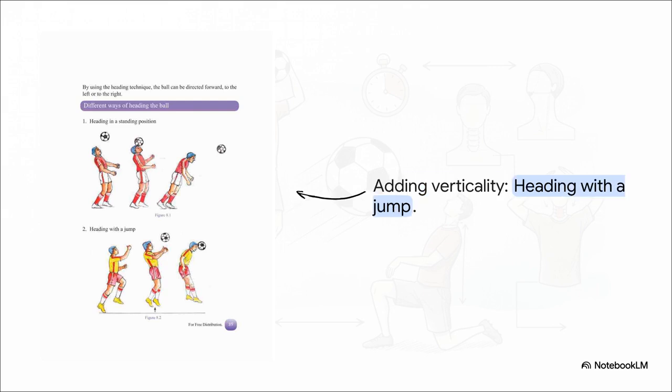But what happens when the ball is crossed in high? Well, you've got to add verticality by heading with a jump. What I absolutely love about this is that the core mechanics actually don't change. They just elevate. You have to perfectly time your leap to meet the ball at its highest accessible point. And while you're midair, you are still executing that exact same foundational bow mechanic, leaning back and snapping forward, generating all that power without any help from the ground.